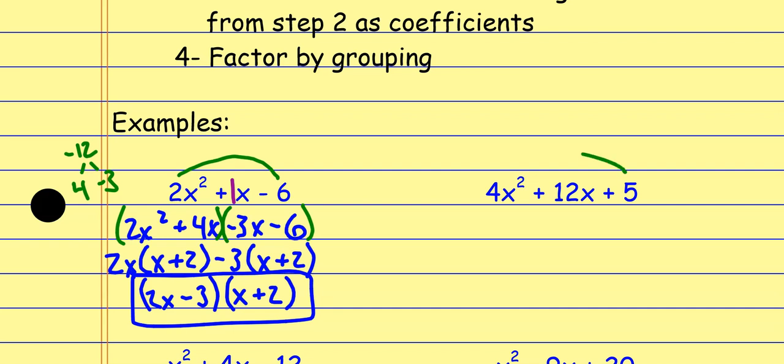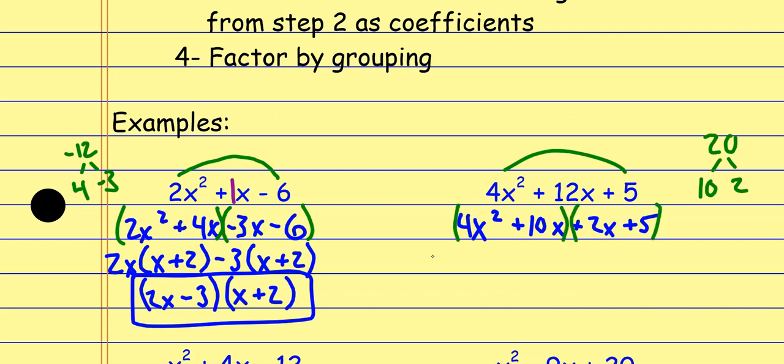This guy, same kind of thing, build a bridge. Two numbers that multiply to a 20, because again, I just did a 4 times a 5 there. So multiply to a positive 20, but add to a positive 12 is going to be a positive 10 and a positive 2. And now I split up the middle term and I factor by grouping. So now that 12x becomes a 10x and a plus 2x. And now I group them.